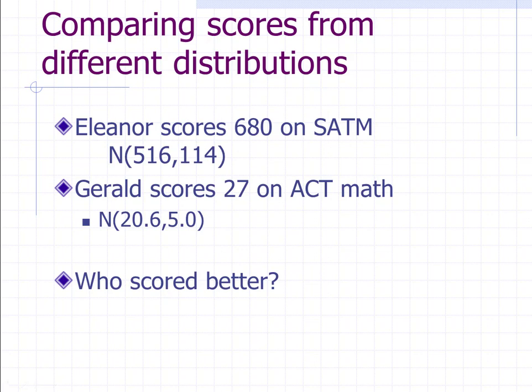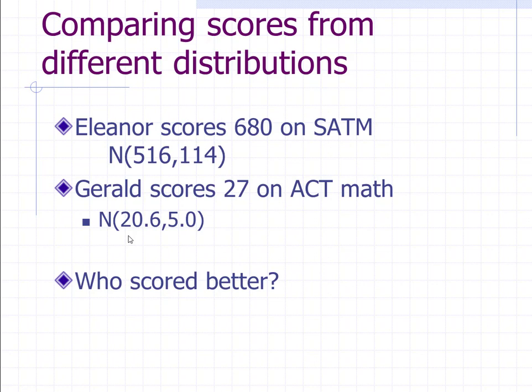We can take people from different distributions and we can actually compare them. So we've got two students. We've got Eleanor, who scores 680 on the SAT Math, and it's a normal distribution with a mean of 516 and a standard deviation of 114. So Eleanor scored above the mean. Well, Gerald scored 27 on the ACT Math, and it is normal with a mean of 20.6 and a standard deviation of 5. Gerald also scored higher than the mean.